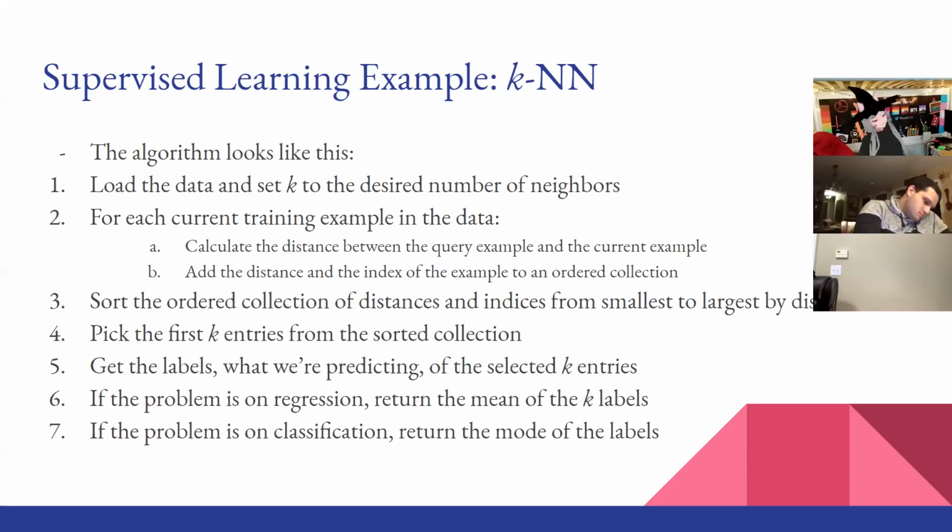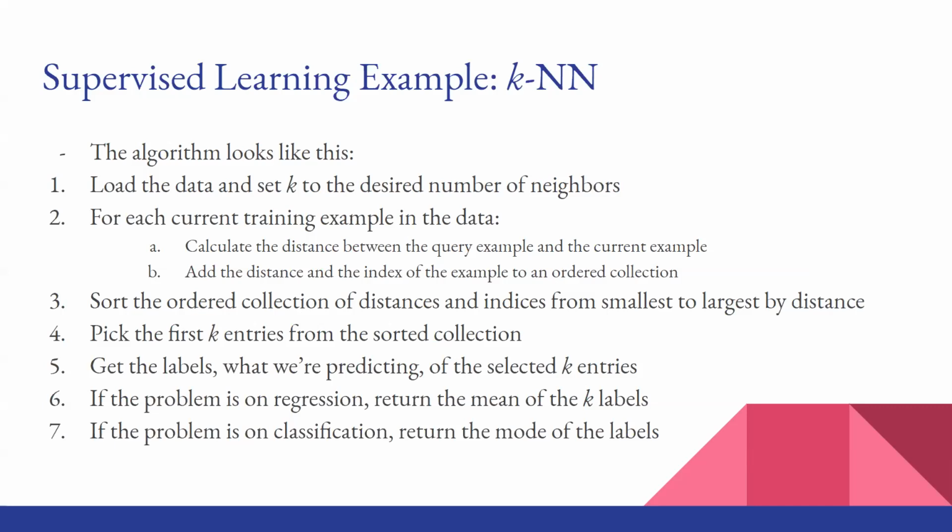And then finally, if the problem is regression, we return the mean to get the approximate relationship between two analyzed variables that are being modeled in feature space. But if it's classification, we return the mode, the most common one, which is probably the category of the thing that the system is examining.